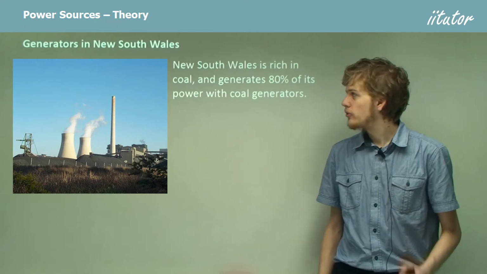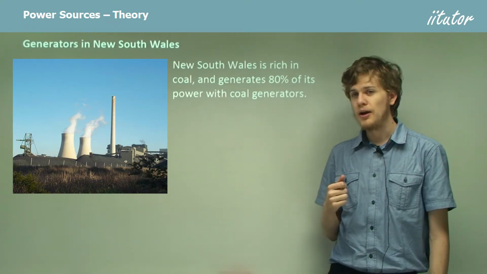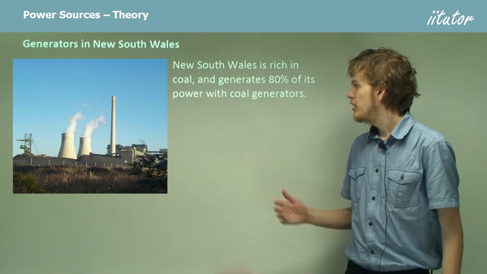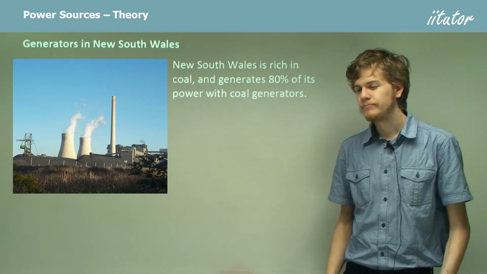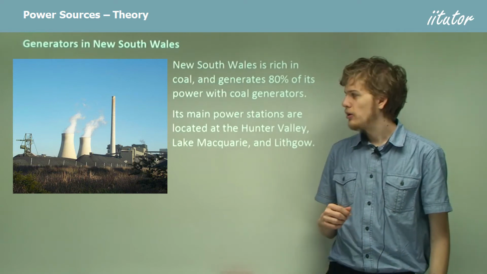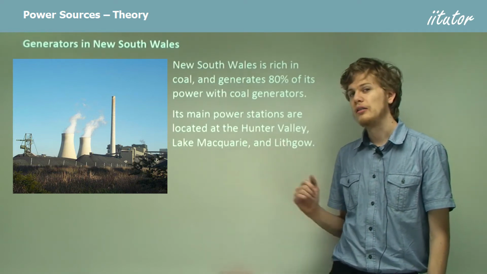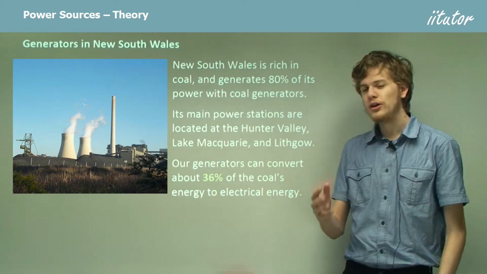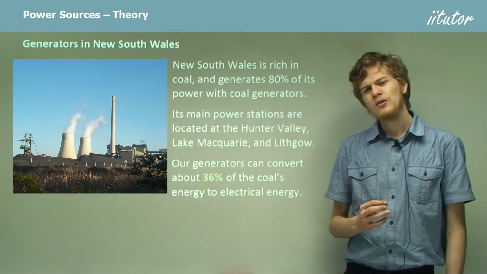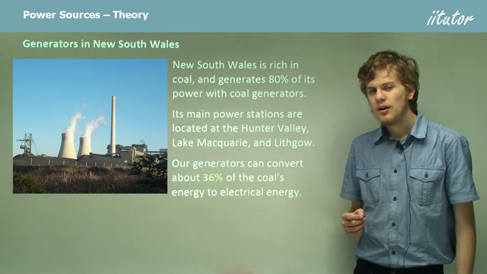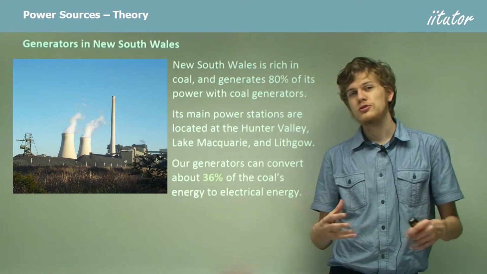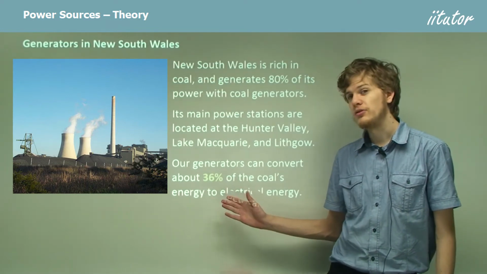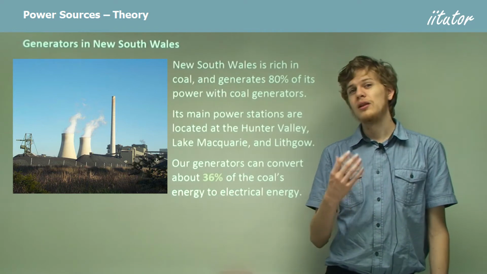Now in New South Wales, we use a lot of coal to generate power. In fact, 80% of the power generated in New South Wales is generated by coal generators. The main power stations in New South Wales are located in Hunter Valley, Lake Macquarie and Lithgow. Our generators can convert about 36% of the coal's energy to electrical energy, which doesn't really sound like a huge amount. But remember that by burning the coal, we produce enormous amounts of energy. So even if we can only turn 36% of this energy into electricity, we still have a lot of electricity to go around.